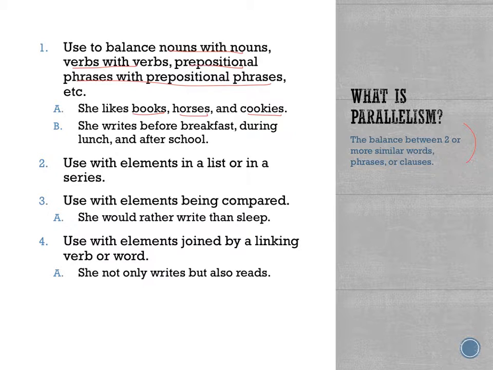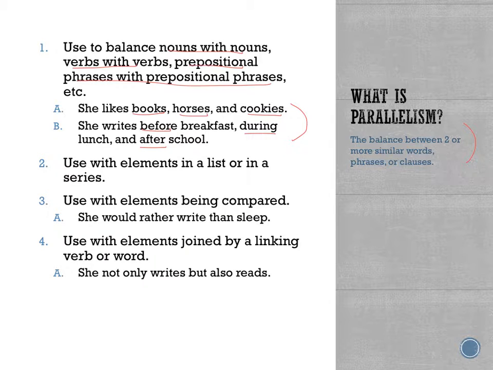Another example, and this will be with a prepositional phrase: she writes before breakfast, during lunch, and after school. Each item in my list begins with a prepositional word, before, during, and after, to help maintain parallelism and be very clear. The second rule is that you would use parallelism with elements in a list or in a series. We just saw that with these 2 examples here. In one, we're listing things that she likes, and in the second, we're listing things that she does and when she does them.